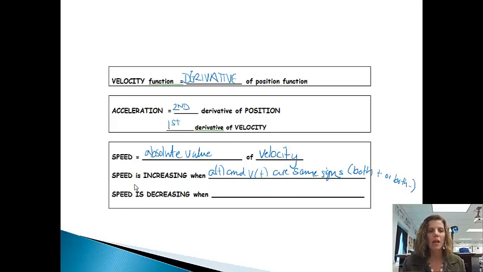The speed will decrease, or you'll slow down, if the acceleration and the velocity are opposite signs. So they're working against each other. One is positive and one is negative. Because they're working against each other, the particle will slow down. So let's go ahead and look at a few examples using that new information.